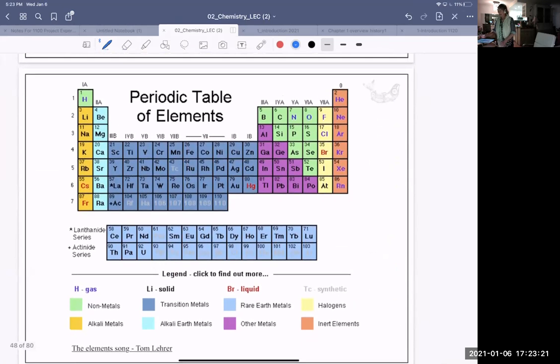Yeah, so a periodic table of the elements will tell you such things like, is it a non-metal? What kind of metal is it? If it's a metal, there's lots of metals, halogens, or inert elements. Inert means stable.